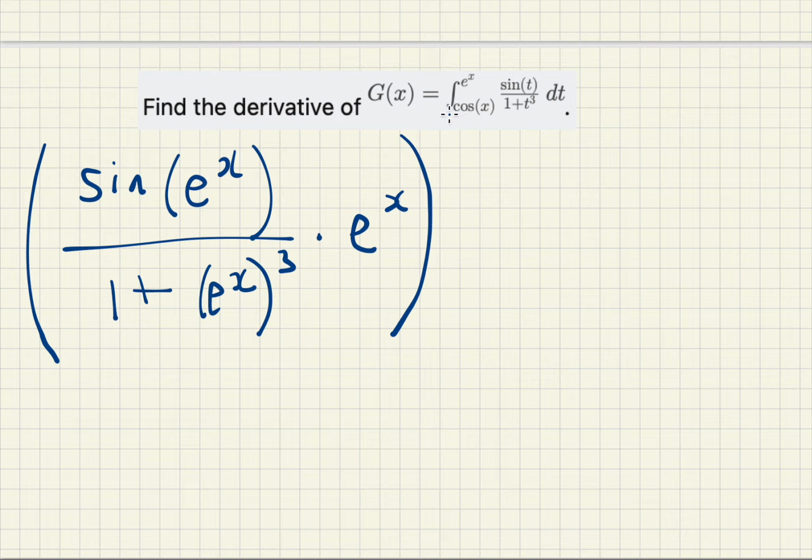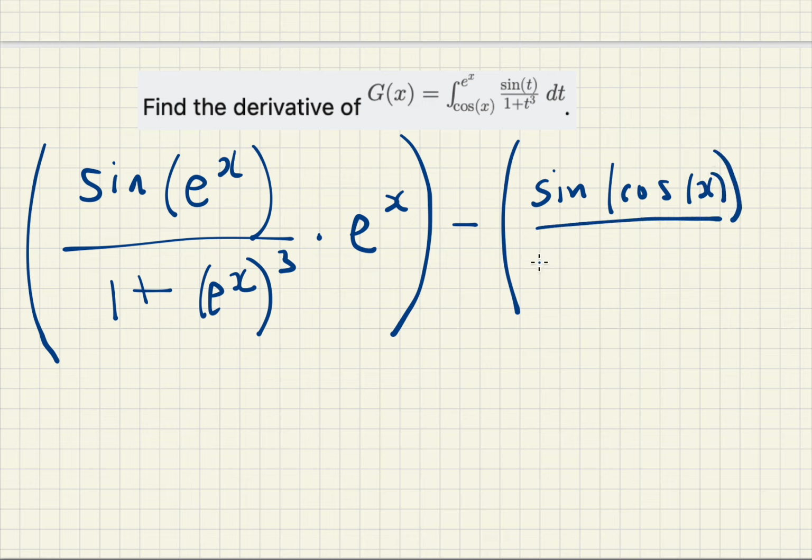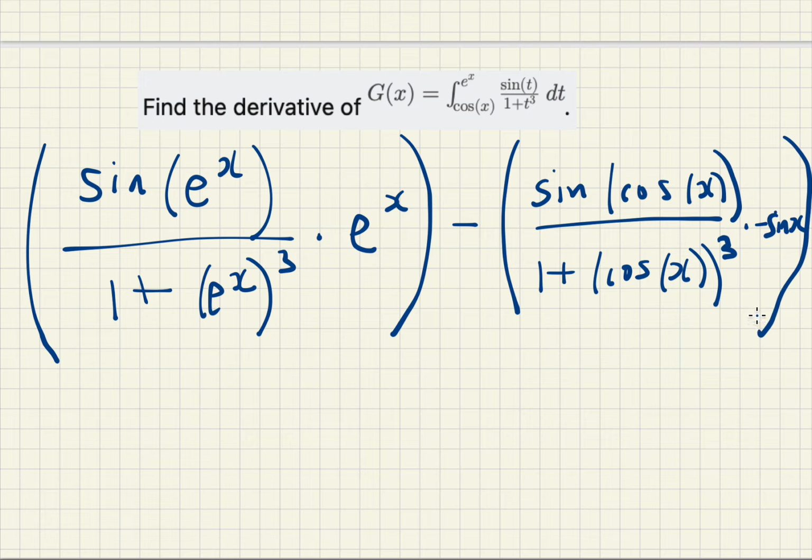Now, since we have a lower bound which is not constant, we subtract this by replacing the t with the lower bound. We get this over 1 plus cosine of x, cubed. And we multiply this by the derivative of the lower bound. The derivative of cosine of x is negative sine x. Negative sine x. And again, you can simplify this, but for right now, I'm going to leave it as is.